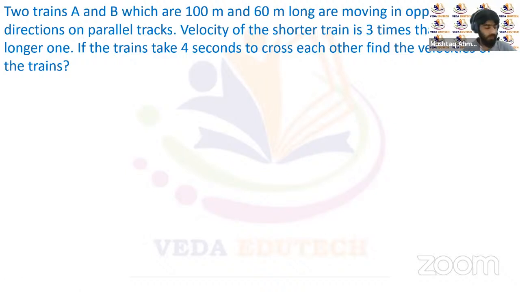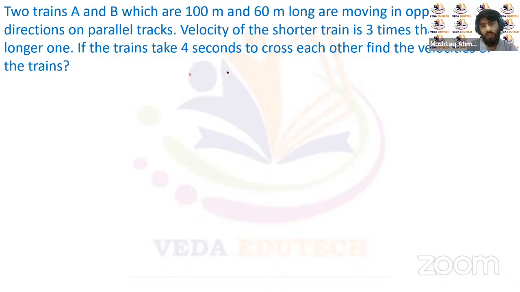Another question is here on the screen. Two trains A and B, which are 100-meter and 60-meter long, are moving in opposite directions on parallel tracks, right? There are two trains.